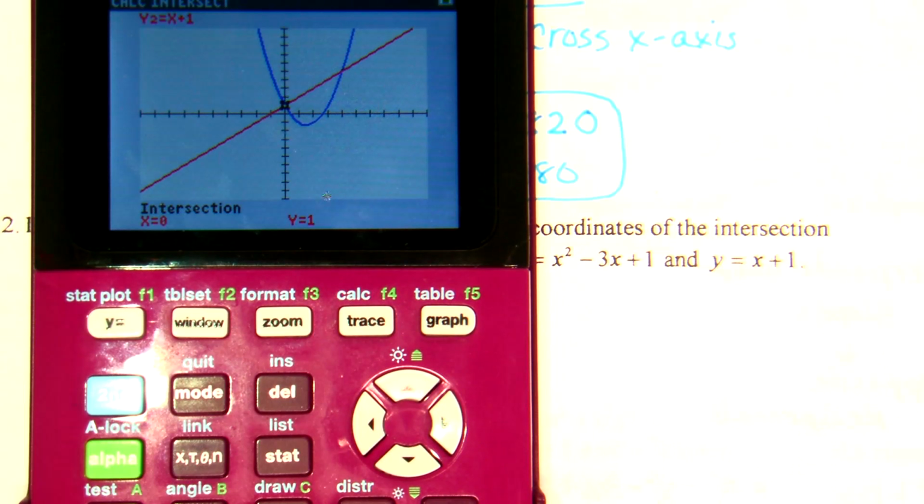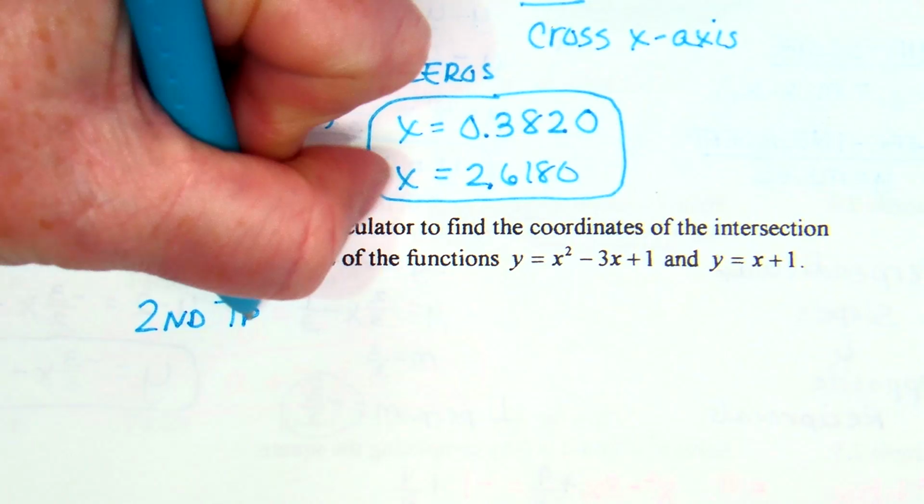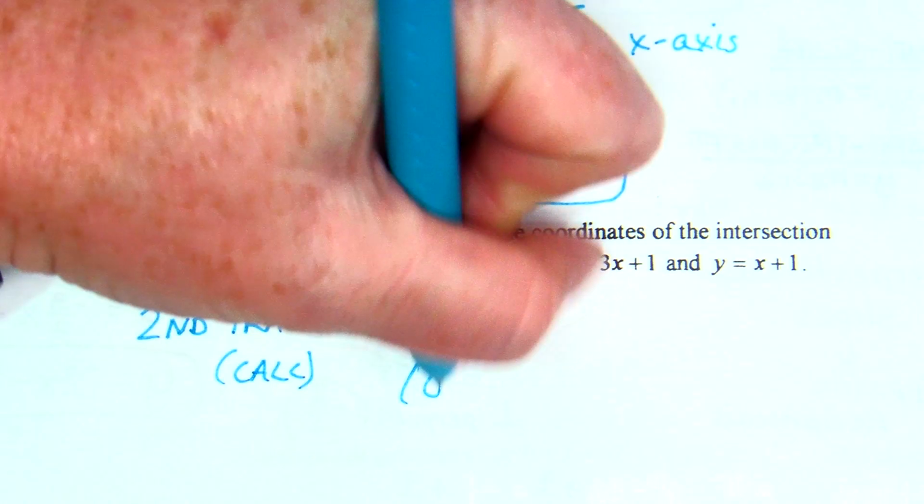So again, we use the second, whether you think of it as trace or calc. This time we used intersect from the menu. And we found the intersection points to be 0, 1 and 4, 5. Got the calculators flowing?